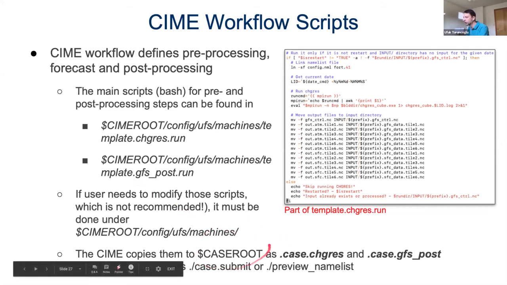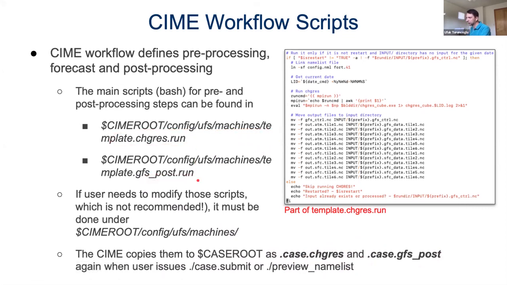Also, in your case directory, you can find copies of those templates. When you issue case submit, preview namelist, something like that, those hidden files, you can see the dot at the beginning. These are the hidden files, and these are the ones that get overwritten. So if you want to make some modification on those scripts, you have to go to config UFS machine and change those template scripts. Otherwise, you won't see the effect.